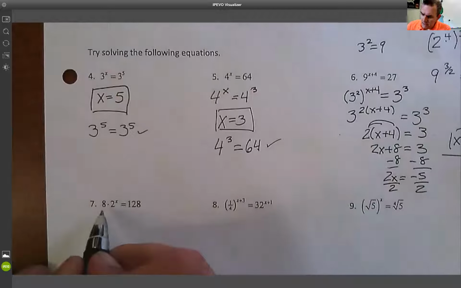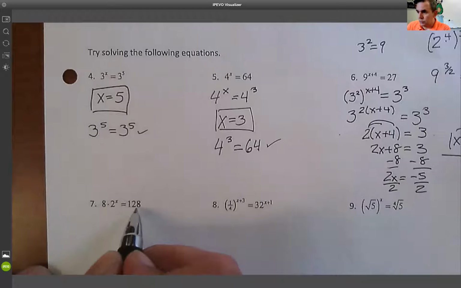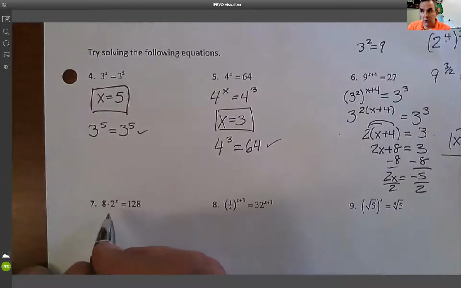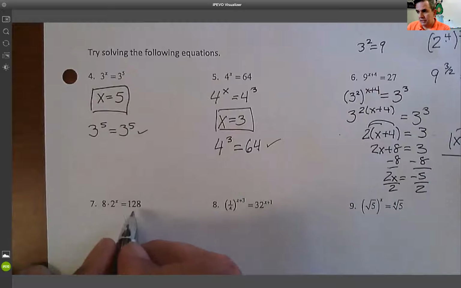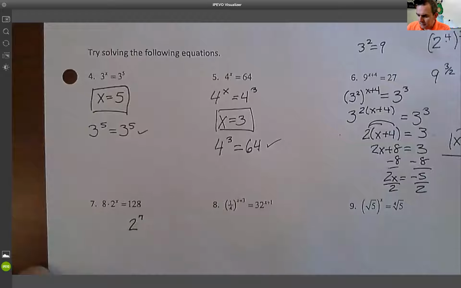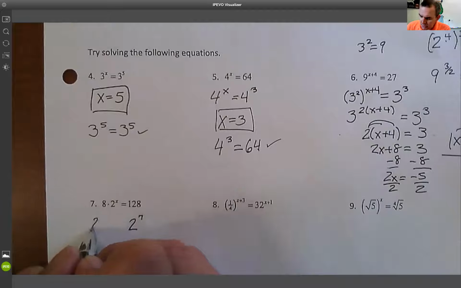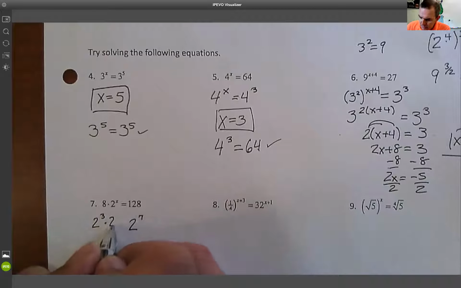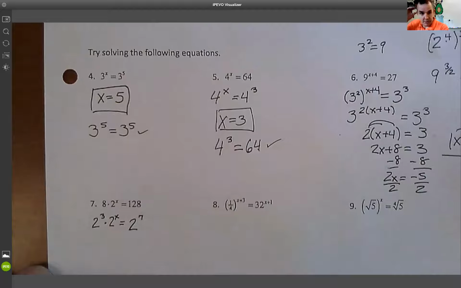Next one. 8 times 2 to the x equals 128. Again, we're going to go to our table and see if they all have base 2. You'll find out that 128 can be 2 to the 7th, and 8 can be 2 cubed, times 2 to the x equals 2 to the 7th.